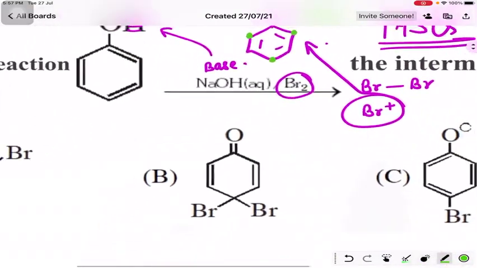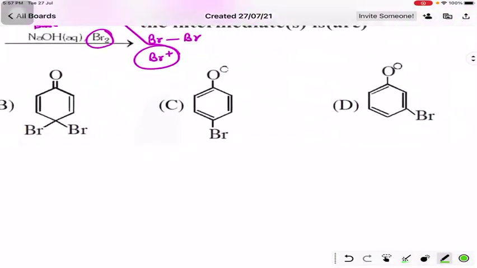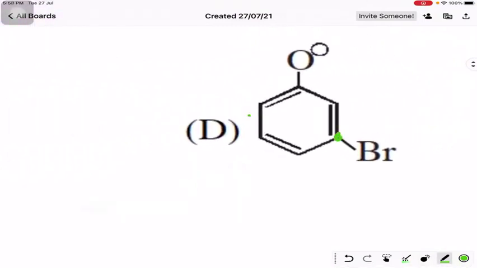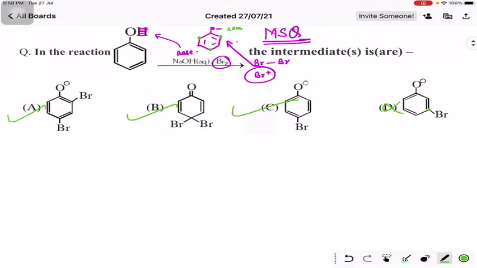So we can eliminate options from the given options. This is actually your meta product, so this cannot be the answer. Attack cannot occur at this position, but all these are correct options.